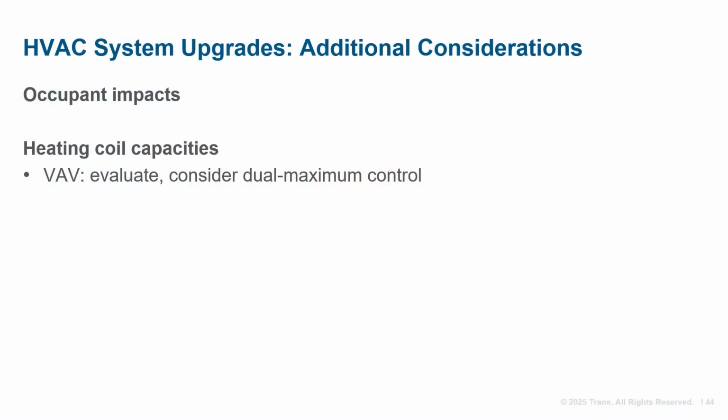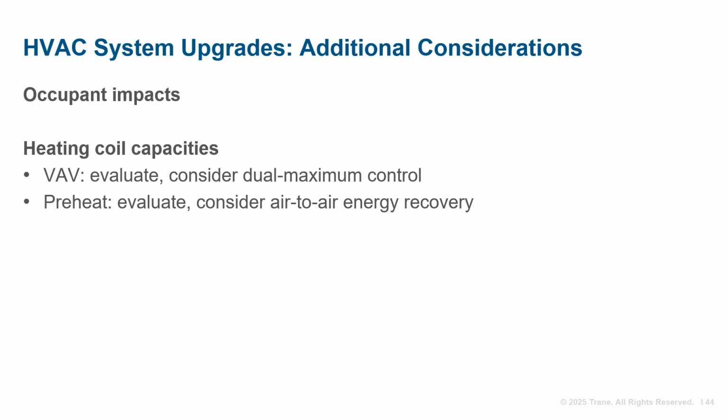For the VAV reheat coils, there are several options. First, we can implement a dual maximum control sequence to allow milder supply air temperatures when heating with more airflow. Next, we might need to replace reheat coils with ones that have more heat transfer surface area, which usually means more coil rows. For air handler preheat, it might make sense to evaluate air-to-air energy recovery and transfer heat from the exhaust air stream to the incoming outdoor air stream.